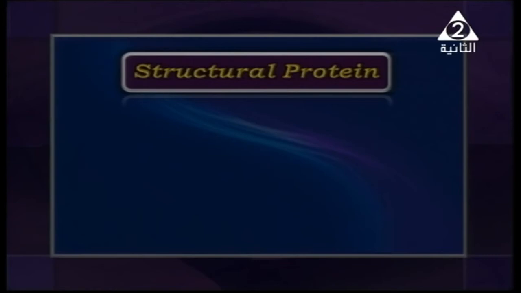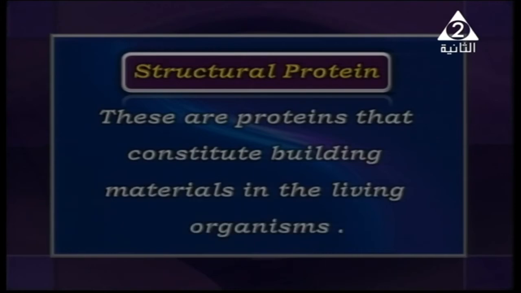Protein is divided into two main groups. Number one, structural protein. These are proteins that constitute building materials in the living organisms, help in the building of living organisms' tissues.